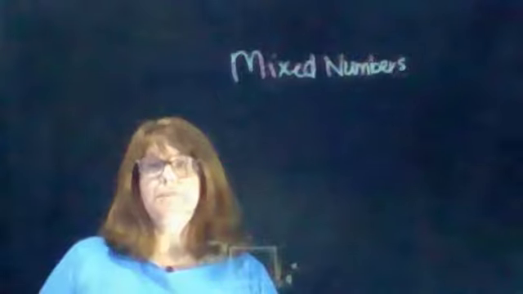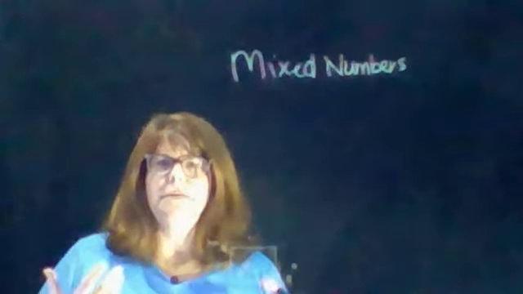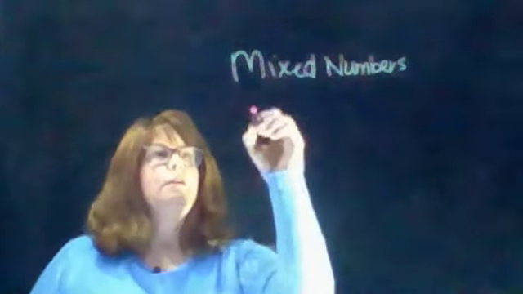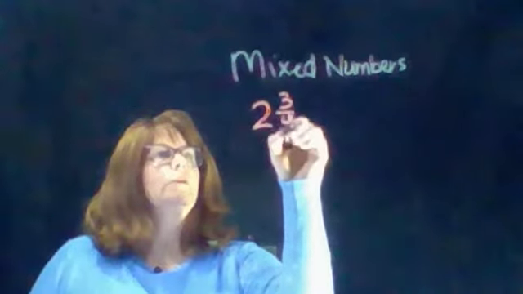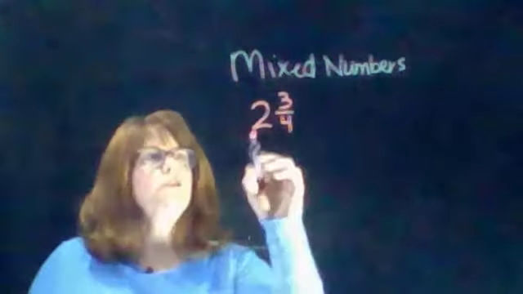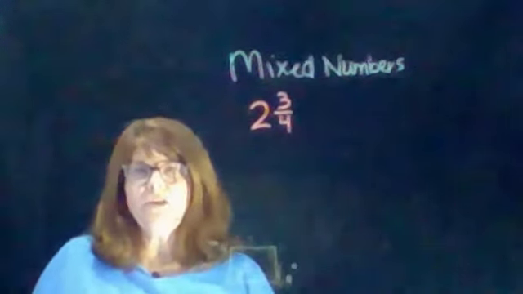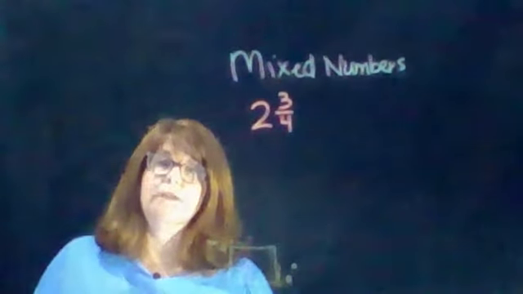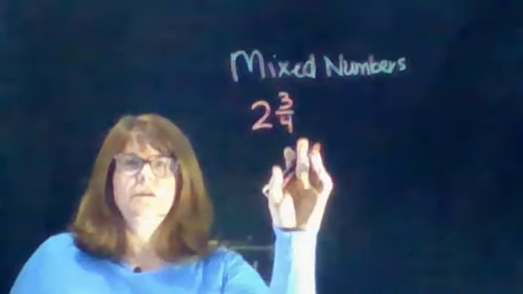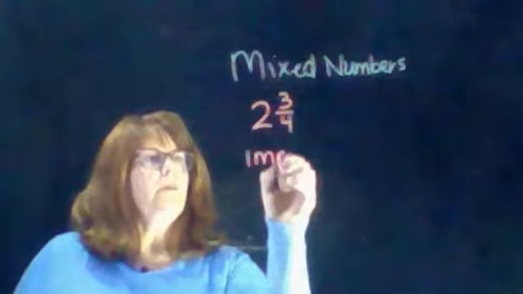Today we're going to be talking about mixed numbers. What is a mixed number? A mixed number is when you have a whole number with a fraction, so 2 3/4. And the fraction has to be equal to or less than 1. So 2 3/4. We're also going to talk about improper fractions.